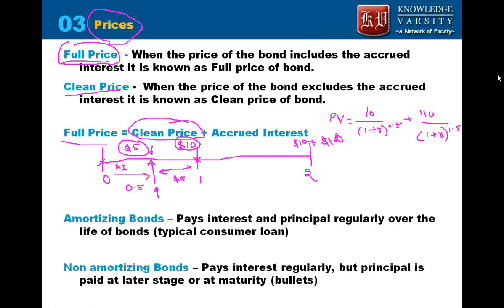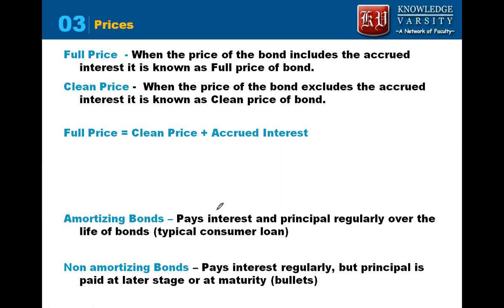Sometimes there are bonds which will pay interest as well as principal regularly. These bonds are called amortizing bonds. Most of the consumer loans are amortizing bonds. Similarly, there are bonds which will pay only the coupons, and the principal will be paid at the end, on maturity. These are the non-amortizing bonds.